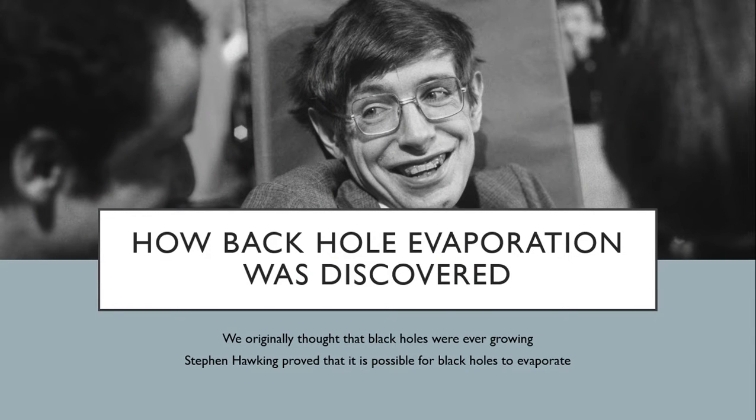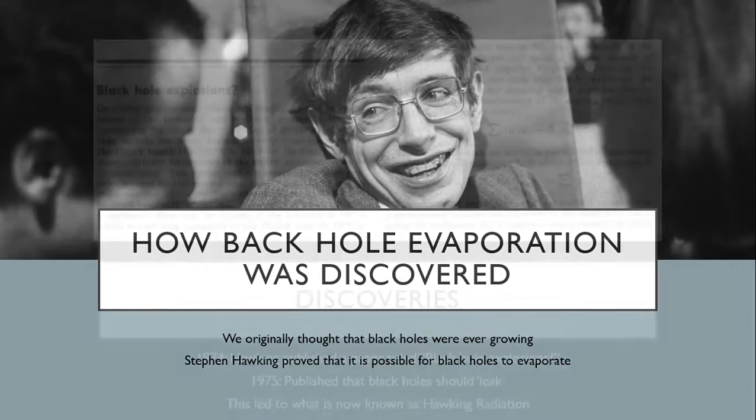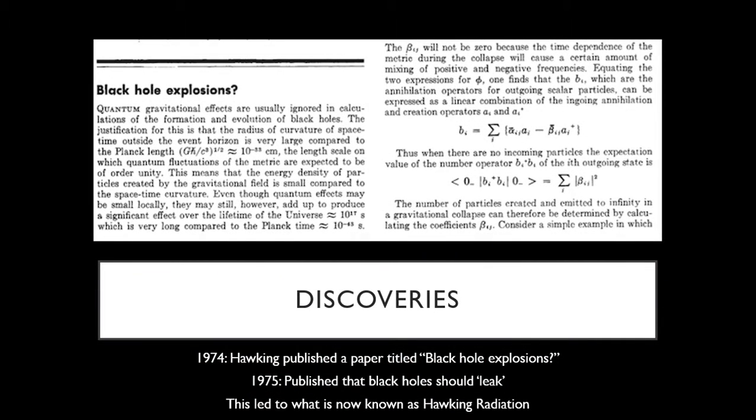Originally, physicists believed black holes didn't lose mass and were ever growing. However, Hawking proved that this was incorrect. In 1974, Nature published a paper by Hawking called Black Hole Explosions. Following this, in 1975, he published a paper on how black holes should leak mass and emit radiation.